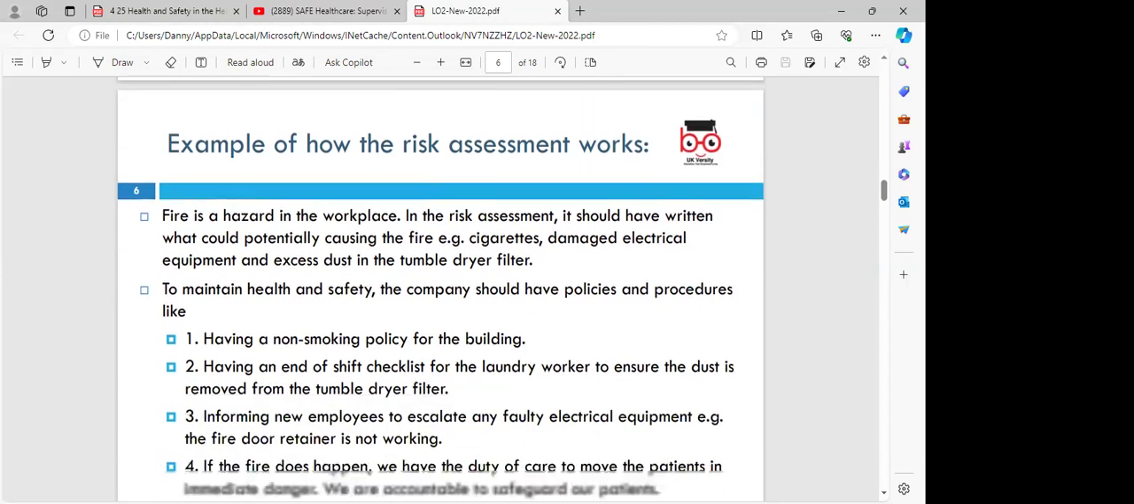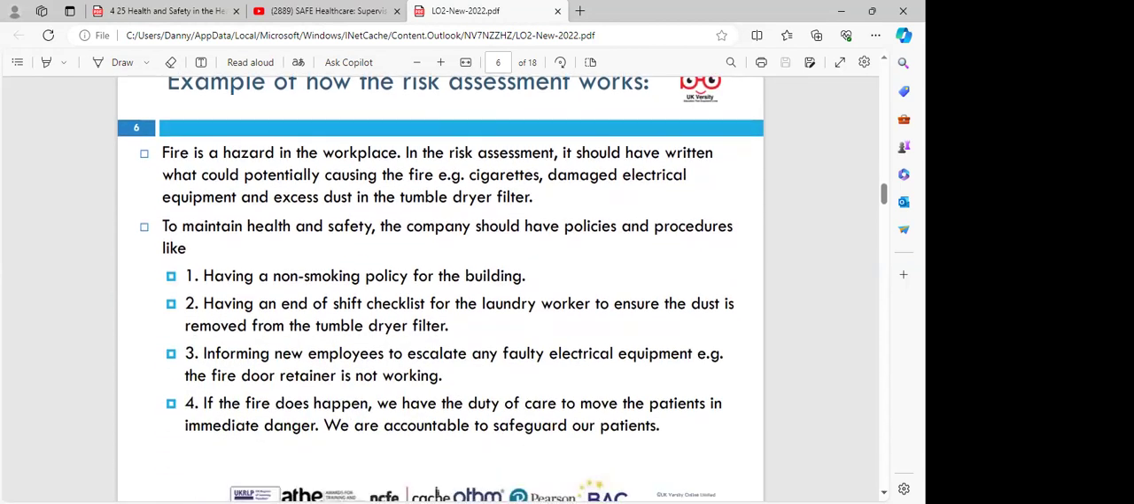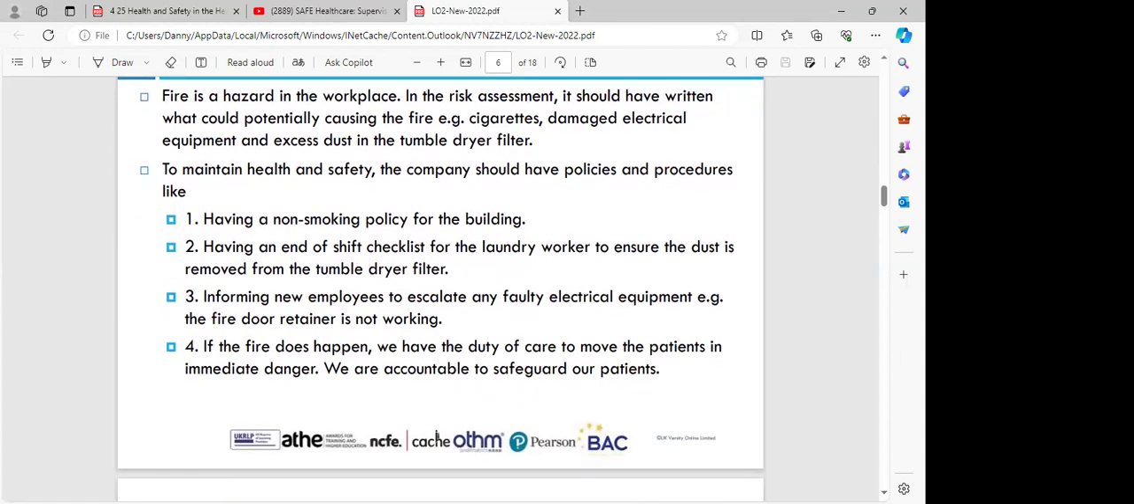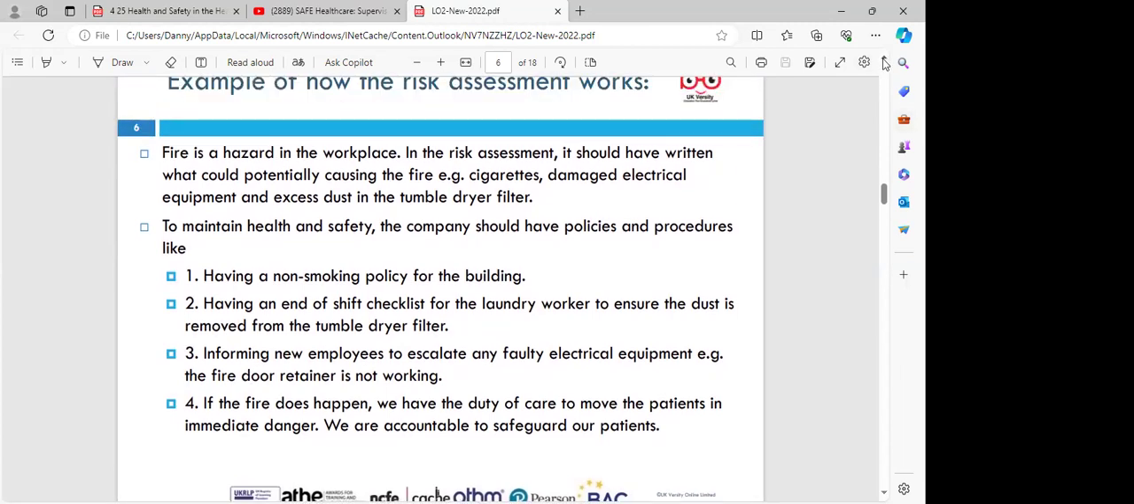Okay. All right. So we look at a quick example where we could use fire as a hazard in the workplace. In the risk assessment, it should have been written that there could be potential cause of fire, which is true. One of the key functions of risk assessment is to identify the hazard. So one of the hazards that we could look into is fire. Now, because there could be potential fire, there should be risk assessment, and those could be cigarettes, damaged electrical equipment, excess dust in the tumble dryer filter, and all that. These are very important areas that we can look into. A clear example is what I've just mentioned.